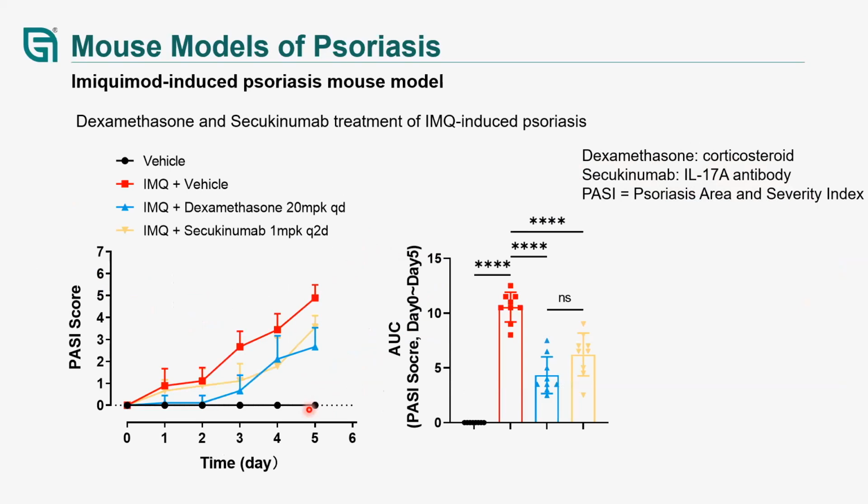This slide shows the overall disease assessment in the IMQ-treated psoriasis mouse model following treatment with dexamethasone and secukinumab. Dexamethasone is a corticosteroid preventing the release of inflammation-inducing cytokines, and secukinumab is an IL-17A specific antibody. And you can see here, again, the PASI scores and the improvement with treatment.